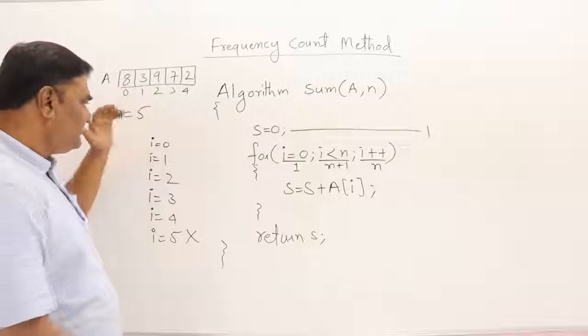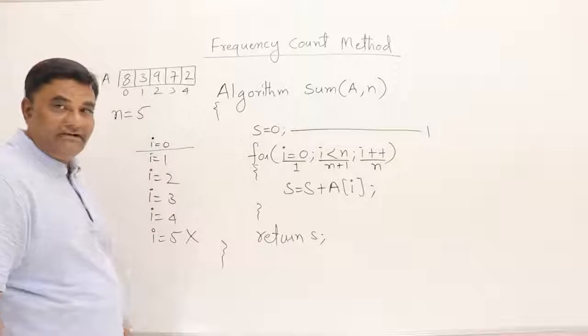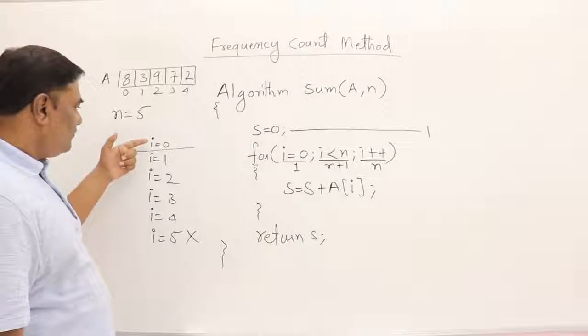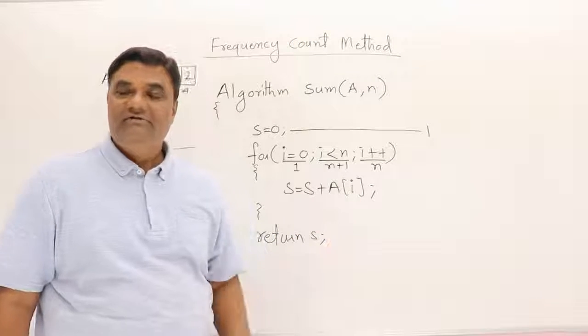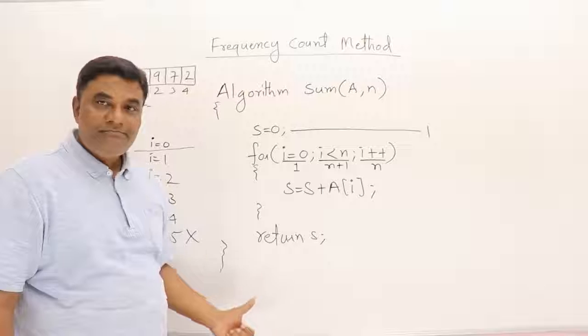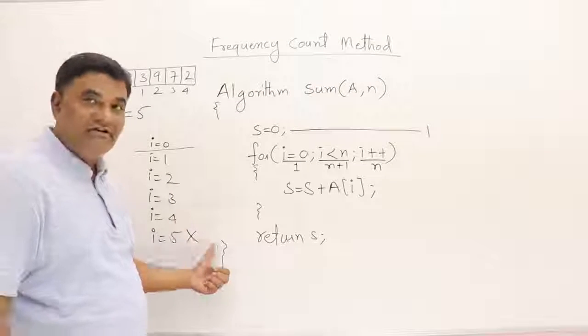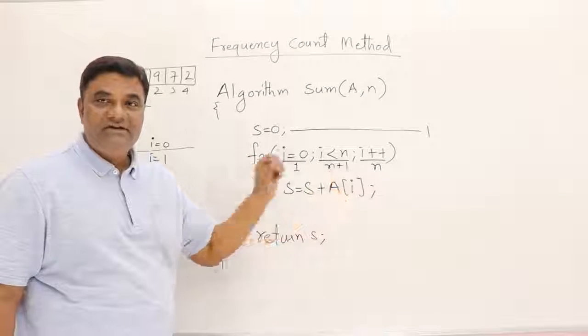So i was initially already 0. So how many times has i changed? 5 times. Then how many times is this condition checked? 1, 2, 3, 4, 5, 6 times. 5 plus 1. 5 times it was true and the 6th time it was false. When it became 5, it was false, so it has stopped. So this is executing for n plus 1 times.